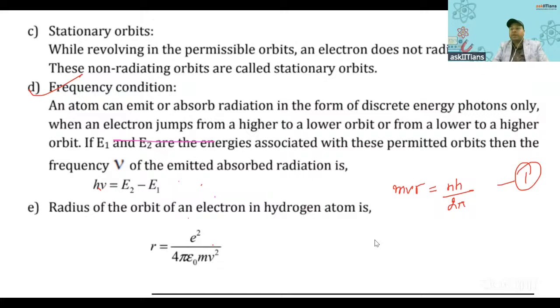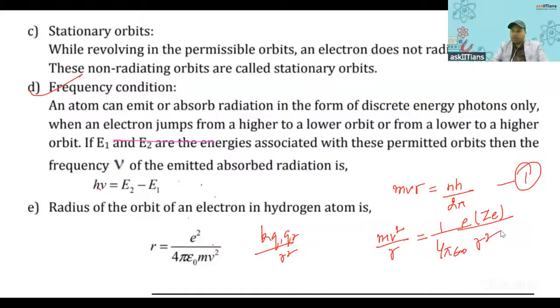The centripetal force one. What is the centripetal force? Centripetal force is mv square by r. This is the centripetal force, which is equal to what? 1 upon 4 pi epsilon naught, right? What is the Coulomb force? K Q1 Q2 by r square. So what is Q1? Charge on the electron, which is e. What is the charge on the nucleus? Ze upon r square, right?